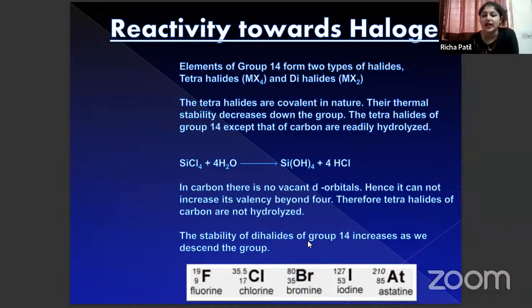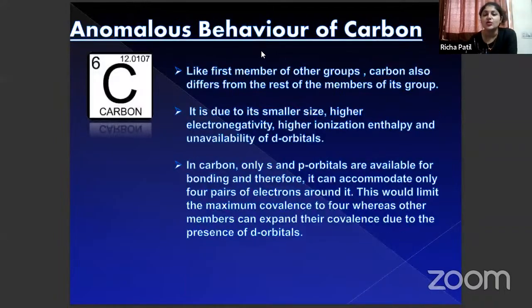So the stability of dihalides of group 14 increases as we descend the group. As you go down the group, the stability of dihalides goes on increasing. So how is the behavior of carbon different from the other elements? The first element of the group, carbon, differs from the rest of the members of its group. It shows this anomalous behavior because of its small size, higher electronegativity, higher ionization enthalpy, and unavailability of d orbitals.